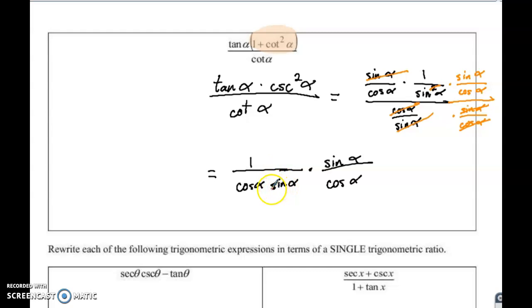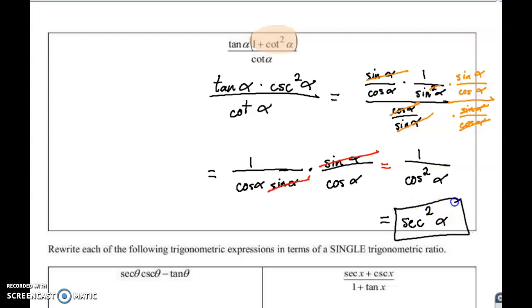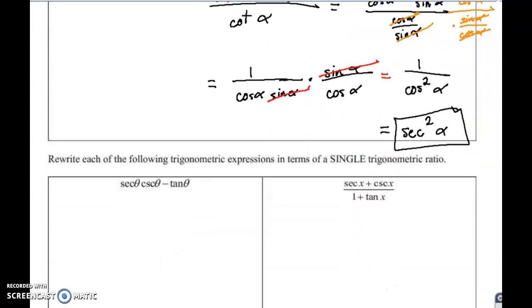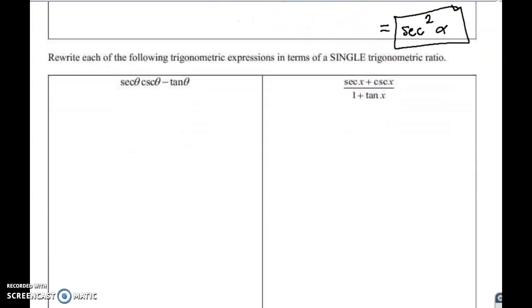Anyway, we're almost done, because now we could cancel out the sine of alpha, and we're literally left with just 1 over cosine squared. But I would ask you to take one more step, because some of you might stop right there. I would just say, well, what's the reciprocal of cosine? And that answer would be secant squared of alpha. Whew. I hope you guys are understanding this. If not, you're going to have to bring questions to class.